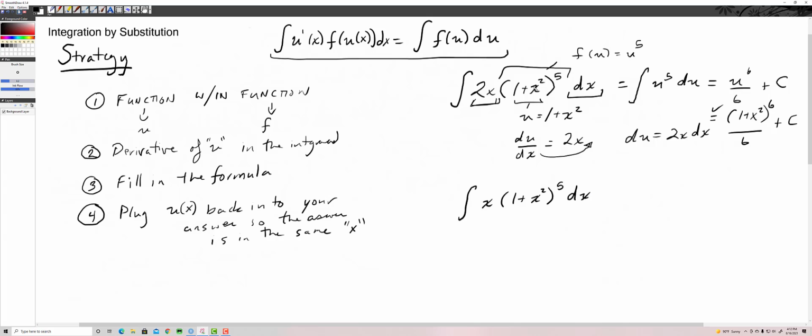This is very similar to this integral, right? And I would go about this, I'd start out by finding my function within a function, just as I did before. So this is my f of u, and here is my u. Okay, and this is going to be u to the 5th, and u is going to be 1 plus x squared, right? But here, the derivative, if I write it out like I did before with the du and then a dx on the end, the derivative here is 2x. Well, I only have 1x.